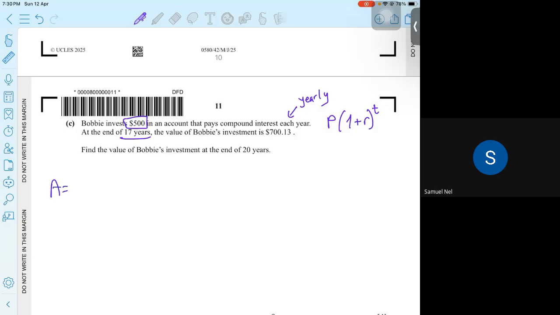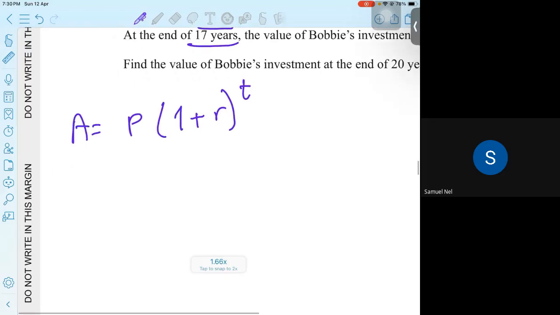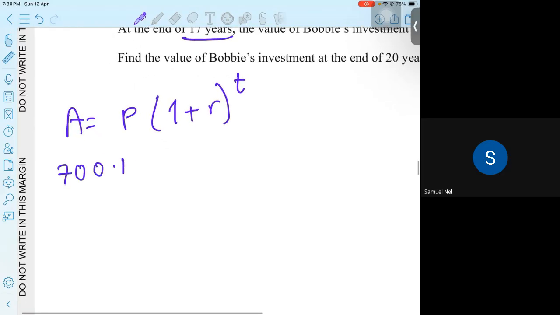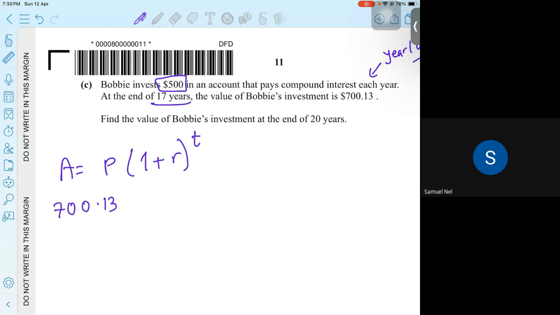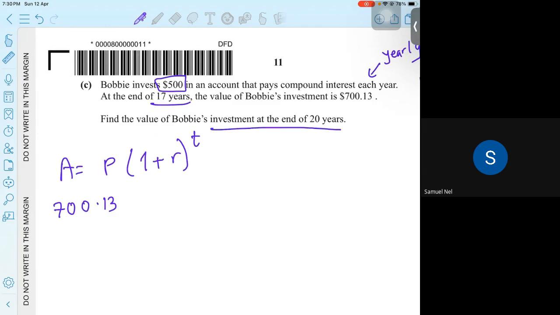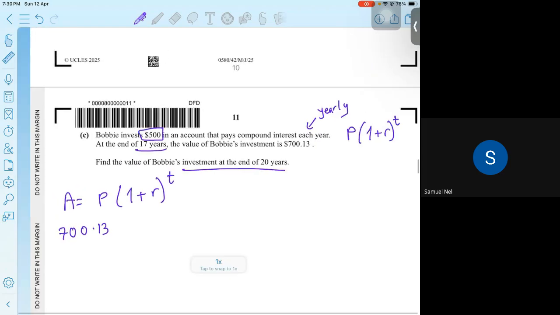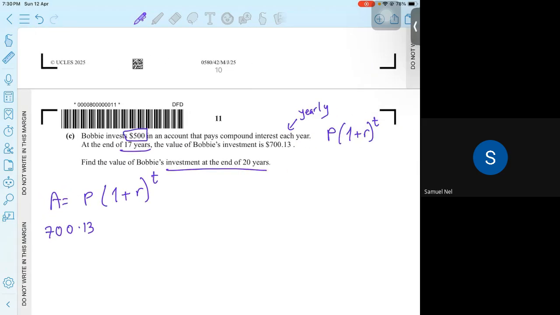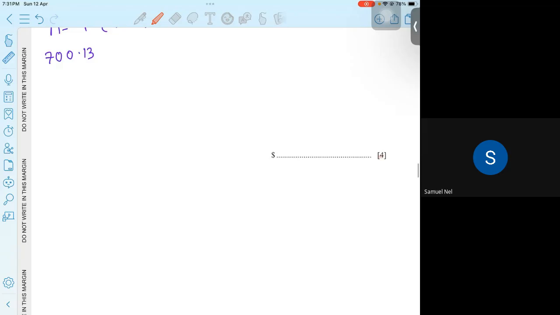So the amount is equal to P(1 + R) to the power T, where the amount is now 700.13. The question asks me to find what the investment is at the end of 20 years. First I have to see what my rate was, because the question tells me the starting value, the new value, and an amount of time, but it does not specify at what rate my amount is getting compounded. Are you all with me? So I have to first find the value of R, and then find how much I get in 20 years. There are two parts to this question, which is why I think it has 4 marks.